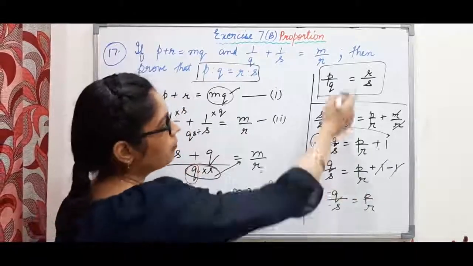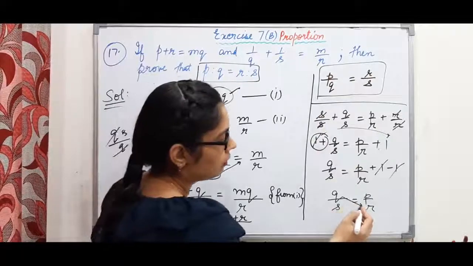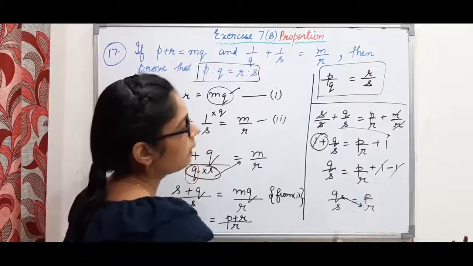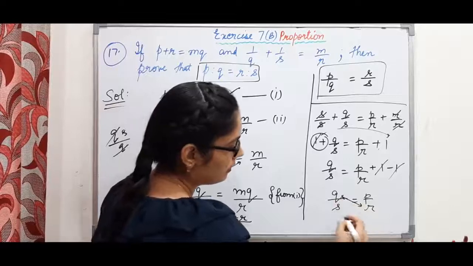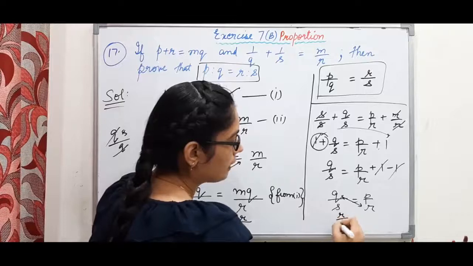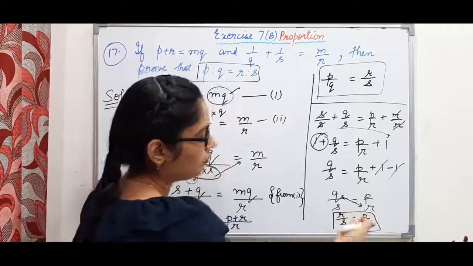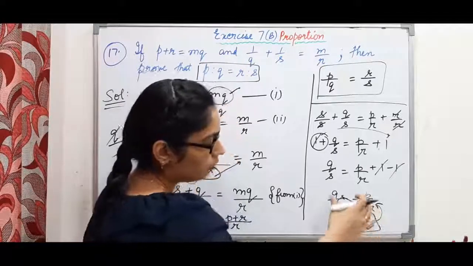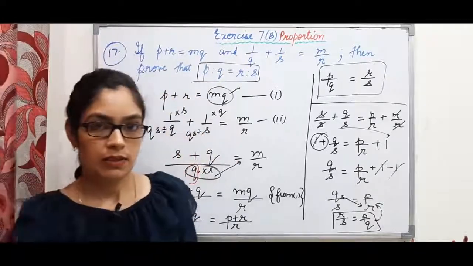Now we have got this, but we have to prove P by Q is equals to R by S. Here we can do a cross multiplication, because we need P by Q and R by S. If we do the cross multiplication, their positions will interchange. I will get R by S is equals to P by Q. So this is the required result, P is to Q is equals to R is to S. So don't forget to do cross multiplication here. With this, our exercise 7C is completed.